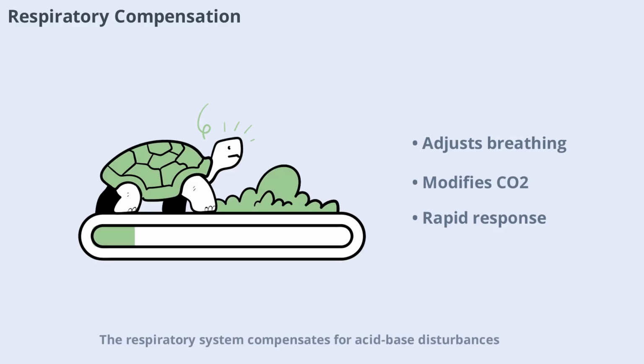The respiratory system compensates for acid-base disturbances by adjusting the rate and depth of breathing. This changes the amount of CO2 exhaled, which directly affects blood pH. For example, in metabolic acidosis, the body increases ventilation to blow off CO2 and raise pH. In metabolic alkalosis, breathing may slow to retain CO2 and lower pH. These changes happen quickly, making the respiratory system a powerful compensatory mechanism.